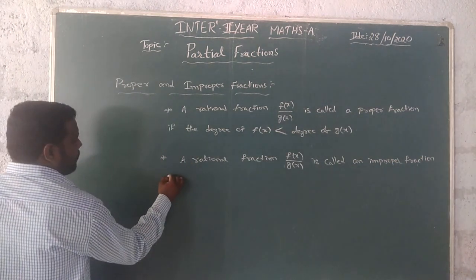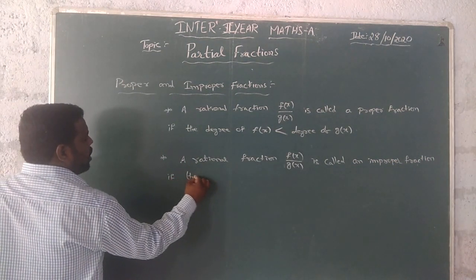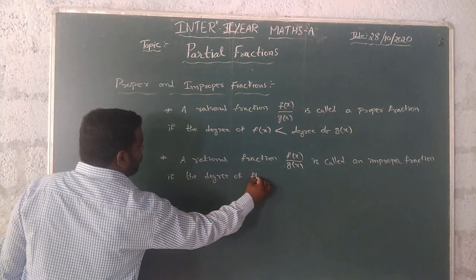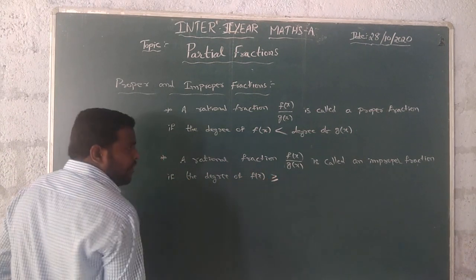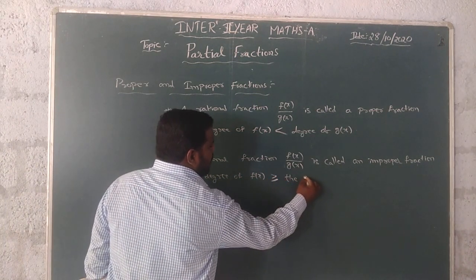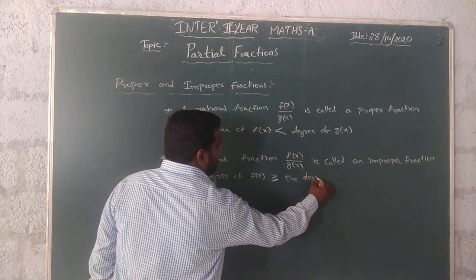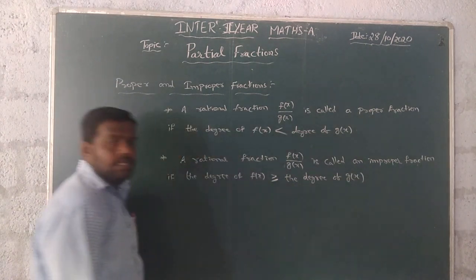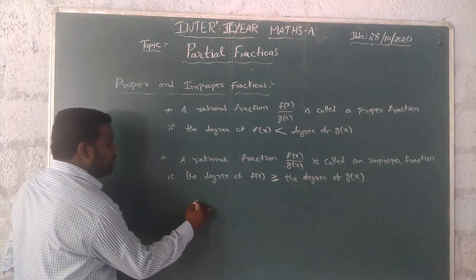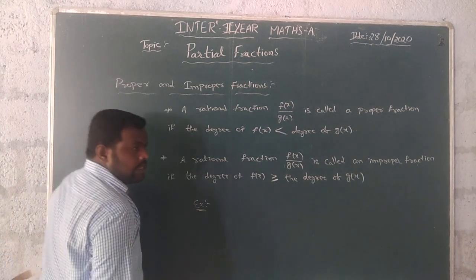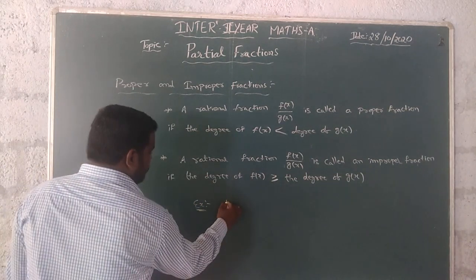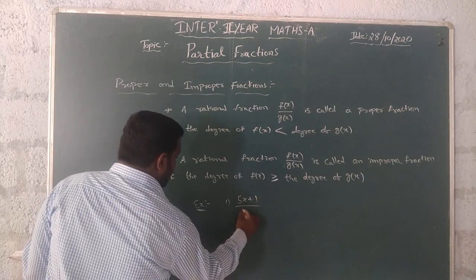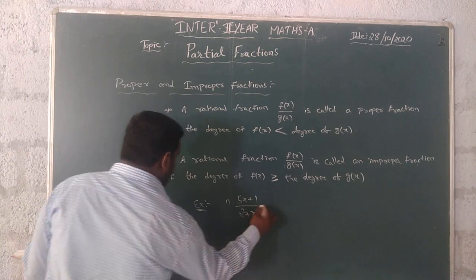if the degree of f of x is greater than or equal to the degree of g of x. Give some examples for proper and improper fractions. So example, 5x plus 1 by x square plus x minus 2.